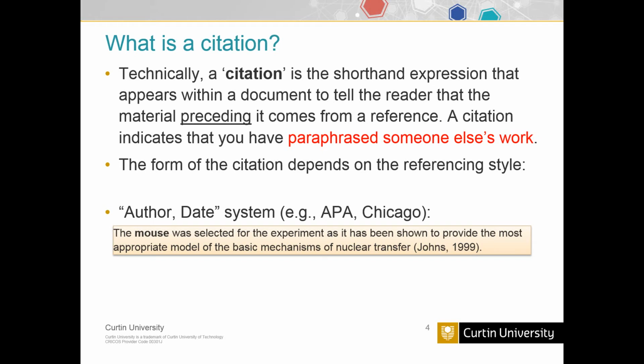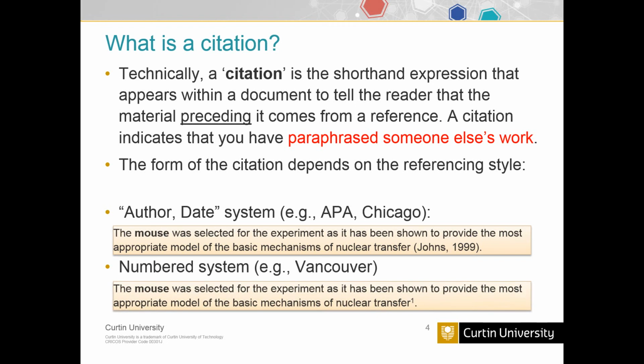The citation in parentheses appears before the full stop in that sentence. So in this particular case, Johns in 1999 demonstrated that the mouse was the most appropriate model for the basic mechanisms of nuclear transfer, and that's the information that's being cited. The main alternative to an author-date system is a numerical or numbers system, for example the Vancouver system. In this case, the text remains exactly the same, and the information in parentheses, the author's name and date, is replaced by a number as a superscript.